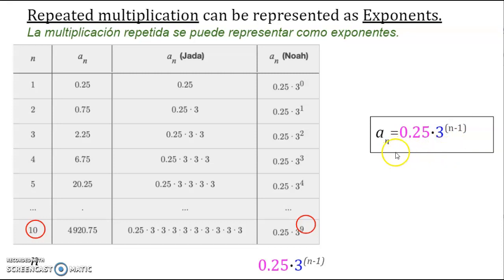And you can use this again to calculate any term value. Say I wanted to figure out, okay, what would be the 20th term value? What would be the 17th term value? Or what would be the 215th term value? I can use this equation.